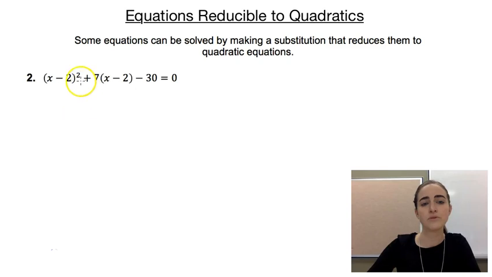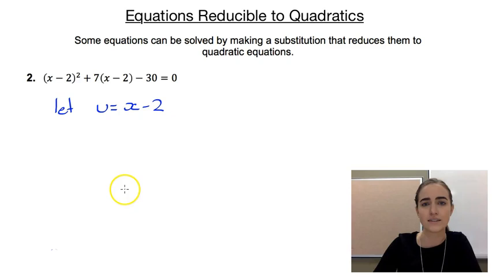In our second example, we've got x minus 2 all squared plus 7 outside of x minus 2 minus 30 is equal to 0. This one maybe looks a little bit more like a quadratic to start with because we've got that squared term that we're used to at the start. But what we're not used to is this x minus 2 in here. So in this one we're going to write our substitution as let u equal x minus 2, that whole term in brackets.